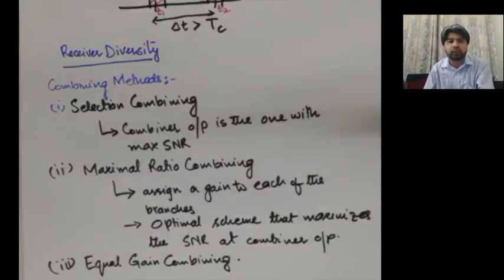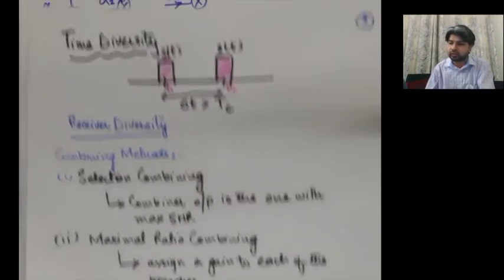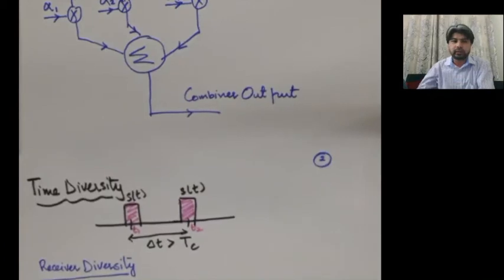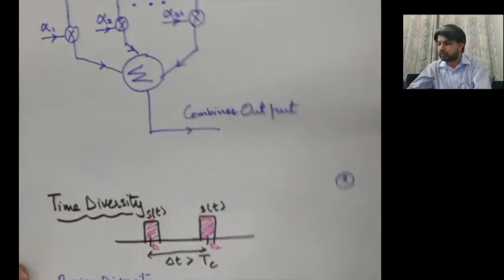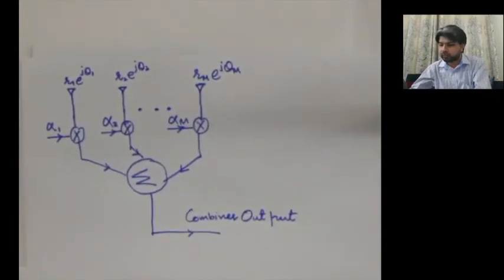So we must look at the system model at the receiving end. How would you combine the output? So let's look at the system model for the combiner output. That would explain lots of things. This is the system model at the receiving end, and what you have is that there are capital M branches. This is the generic diagram that can be used for all of the combiner methods which we have mentioned.